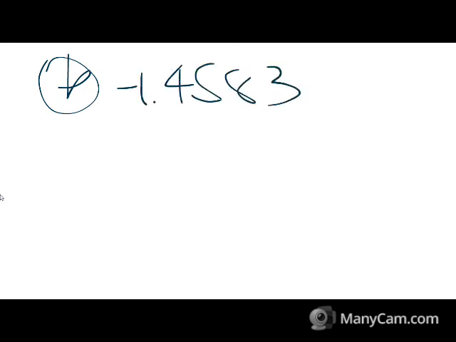So let's look at letter B, negative 1.4583. First, let's look at what it is not. It's not natural because it's not a positive whole number, and it's not a whole number because there's a decimal. It's not an integer because it's not a whole number. It is not irrational because the decimal terminates. It ends. So it is a rational number because the decimal ends.